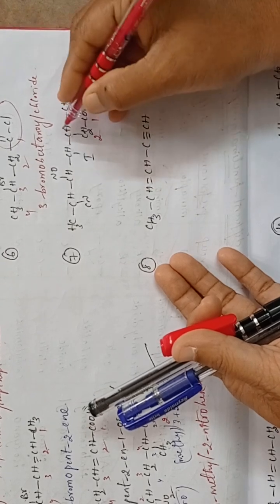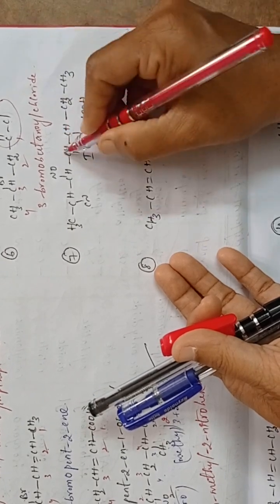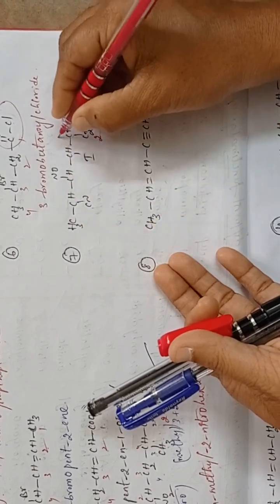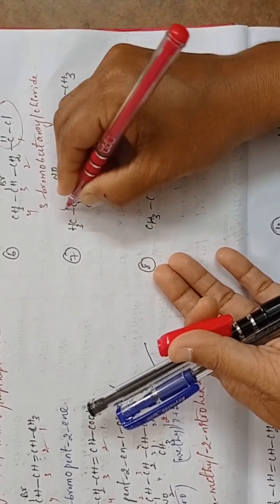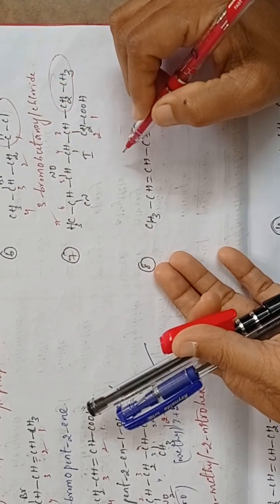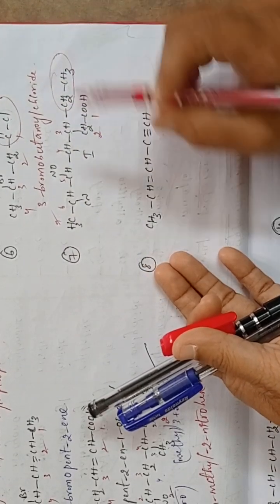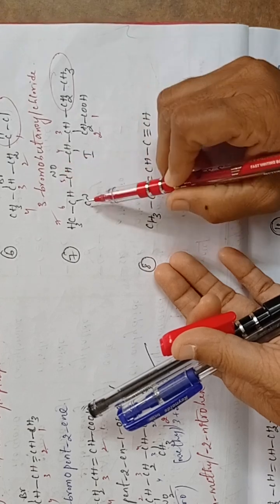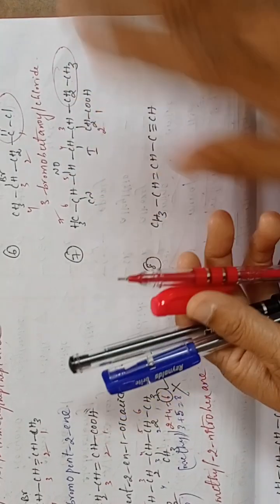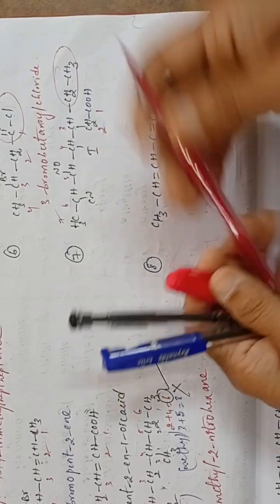1, 2, 3, 4, 5, 6, 7. This is the longest continuous carbon chain. This one we have to select as the parent chain. Now this is a substituent, students. Clear? This is a substituent, and here iodine, NO, CN, these are also substituents.